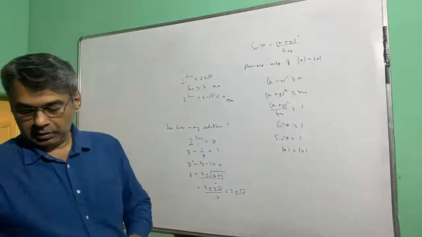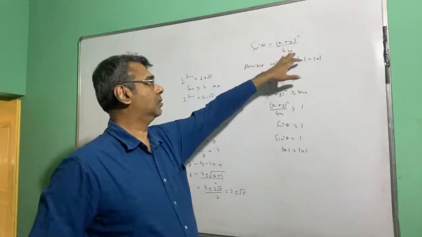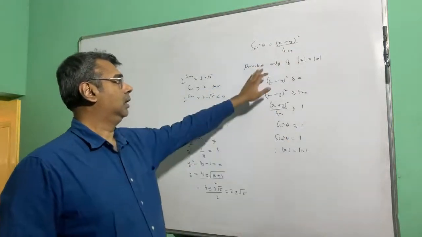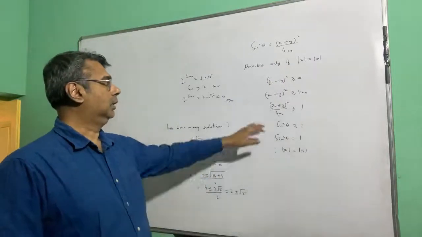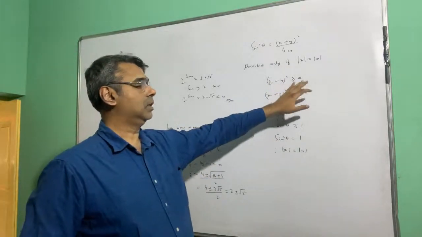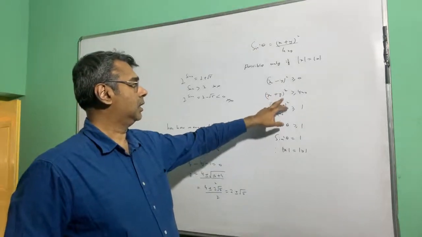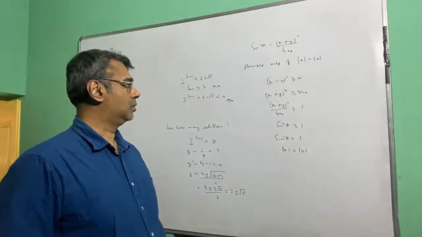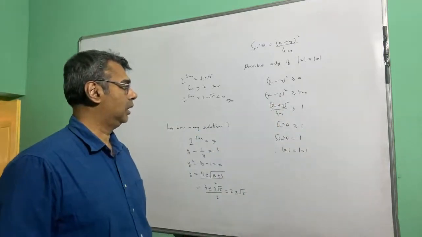Okay, let's have a look at this sum again. The question is, prove that sin²θ = (x+y)²/4xy is possible only if |x| = |y|. Now you know that (x−y)² is greater than or equal to 0. This can be written as (x+y)² is greater than or equal to 4xy. So (x+y)²/4xy is greater than or equal to 1.